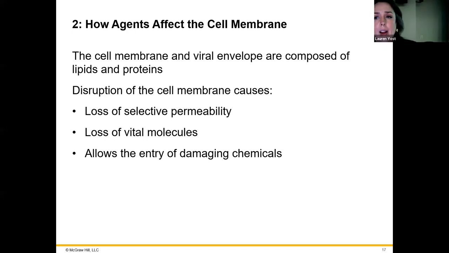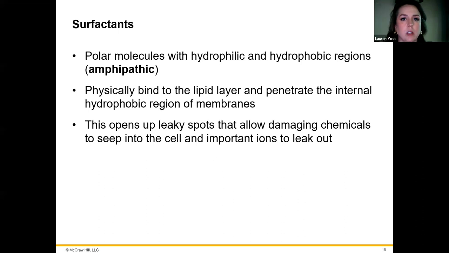Next, the cell membrane. So remember, our membrane is comprised of lipids and also protein channels typically. So we can disrupt the whole membrane and that will lead to loss of selective permeability. That had to do with only water getting across and the other things couldn't. We can disrupt that and make it so that things can get in and out. However, loss of vital molecules can then result. And then we can allow the entry of damaging chemicals as well, whenever we start making holes basically in the surface of the cell.